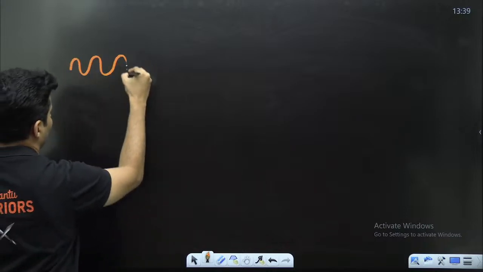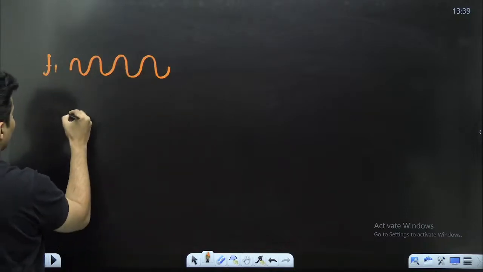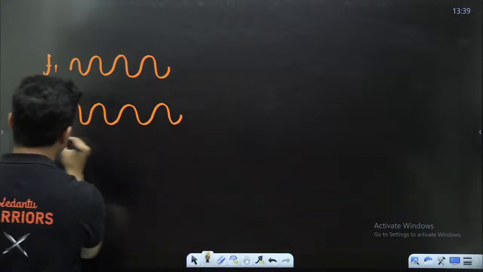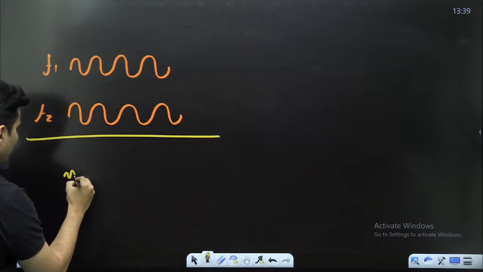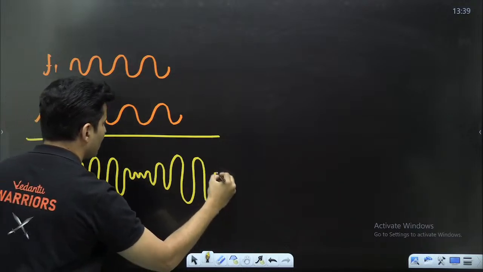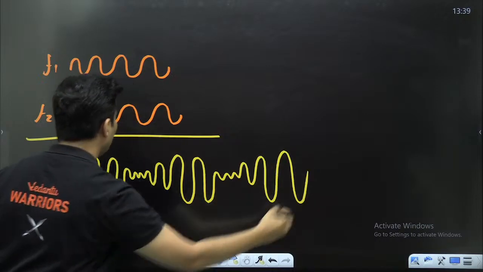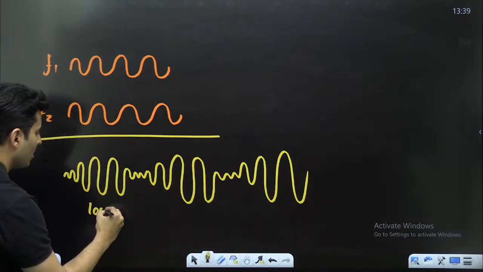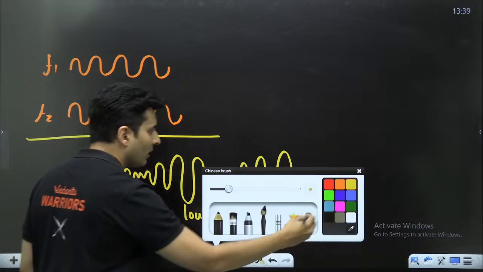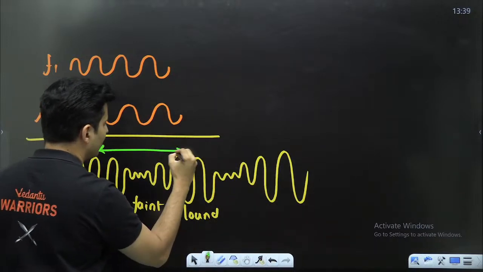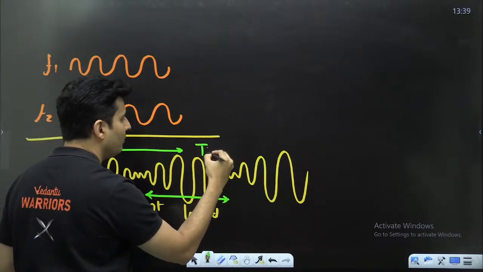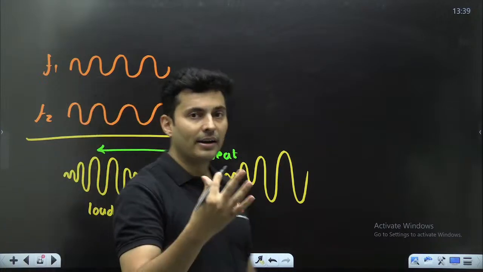You might have a sound of certain frequency F1, and another sound of slightly similar frequency F2. When you add these two sounds, you will get faint sound, loud sound, faint sound, loud sound, like this. You will see the amplitude keeps on changing. The duration from one loud to the next loud, or from one faint to the next faint, is called the beat period.